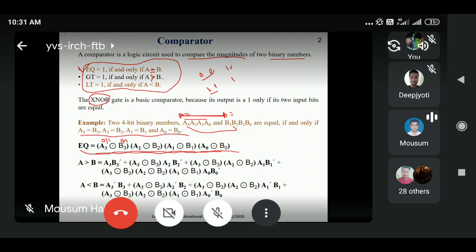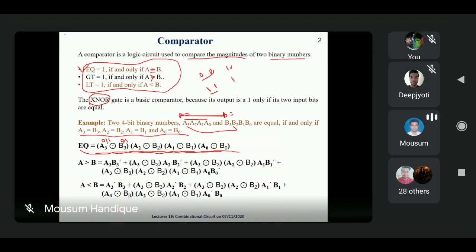When we get this expression, you can easily draw the logic circuit. How many inputs are you considering? Four inputs: A0, A1, A2, and A3. Then, based on the operation, you can apply the gate. Here you can use the XNOR gate.